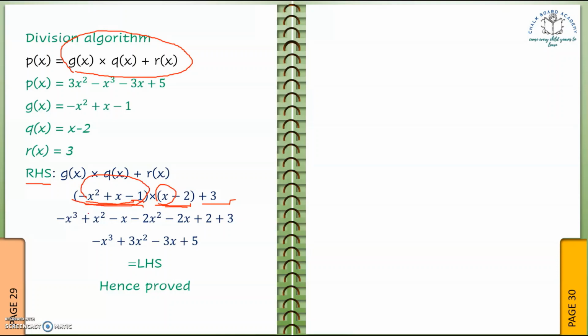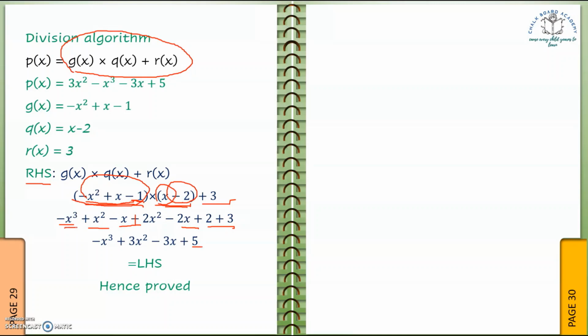x into minus x square, that is equal to minus x cube. x into x, that is x square. x into minus 1, that is minus x. Now minus 2 is multiplied by the whole expression. So we get minus 2 into minus x square, so we get plus 2x square. Then we have minus 2 into x, so minus 2x, and then minus 2 into minus 1, that is plus 2, because minus 2 is negative and minus 1 is also negative. So 2 plus 3, that is 5.